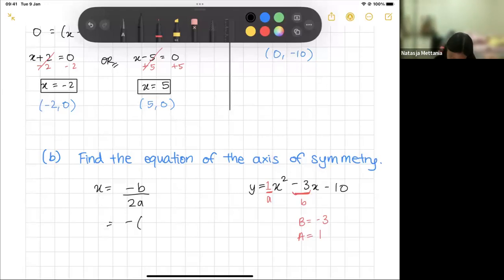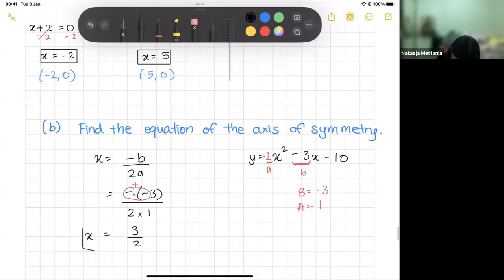Negative bracket negative 3, all over 2 times 1. What happens here? We've got a negative and a negative multiplied together, because right here there's a small multiplication sign. Negative times a negative gives me a positive answer. So what I have is a positive 3 all over 2 times 1, which is 2. So the equation of my axis of symmetry is x equals 3 over 2.